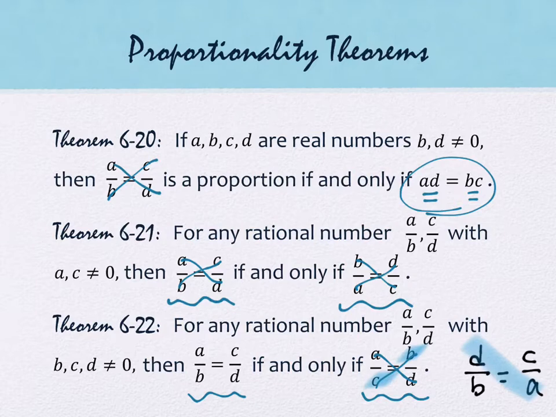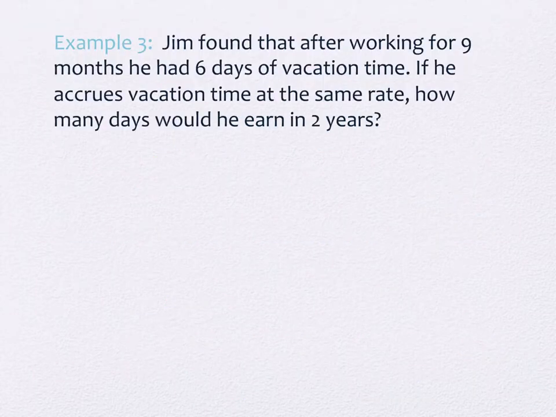All right, so we have some examples of proportions and how we can think about setting them up. We have Jim. Jim found that after working for 9 months, he had 6 days of vacation time. If he accrues vacation time at the same rate, how many days would he earn in 2 years?